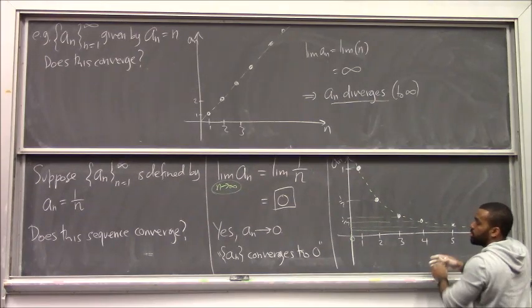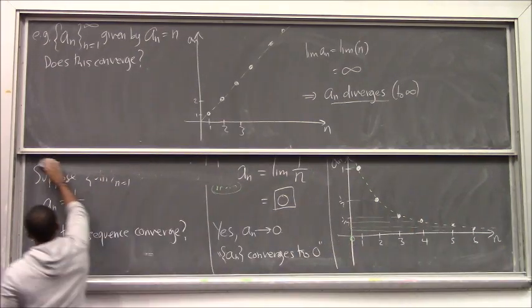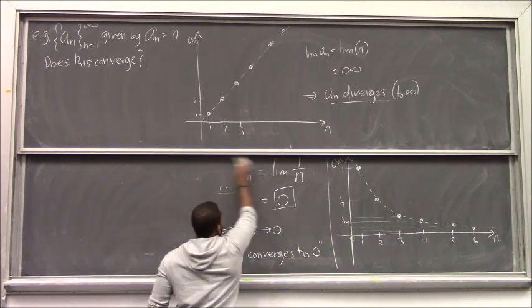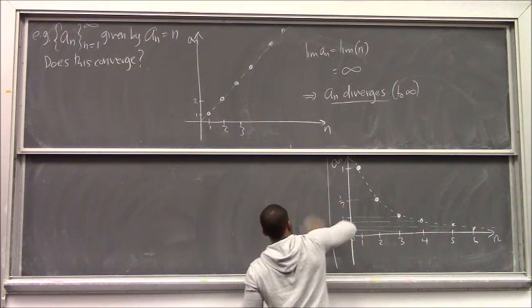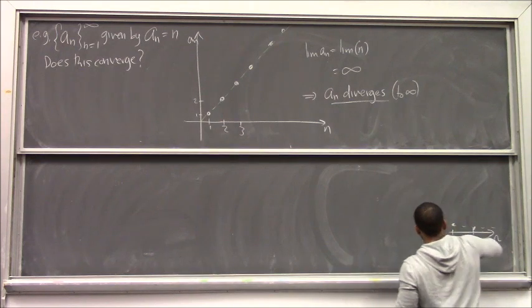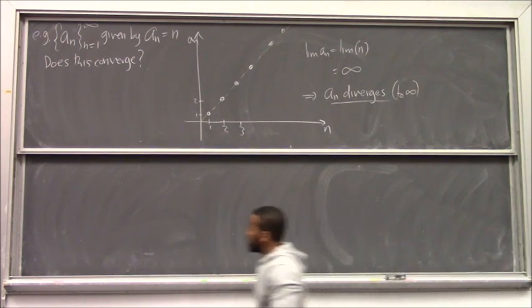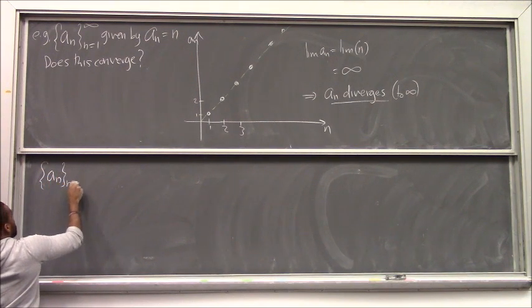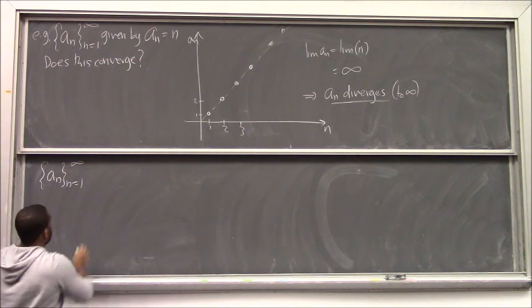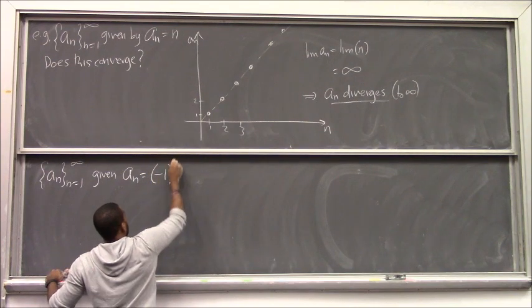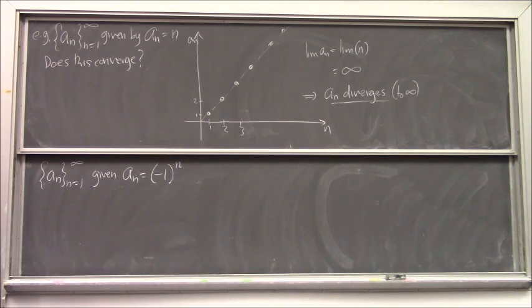Here's another example of a sequence. It involves a very important expression that we will be using moving on. So, defining an infinite sequence, it's given by this formula, (-1)^n. So that's going to be a very common thing that we're going to be dealing with here.